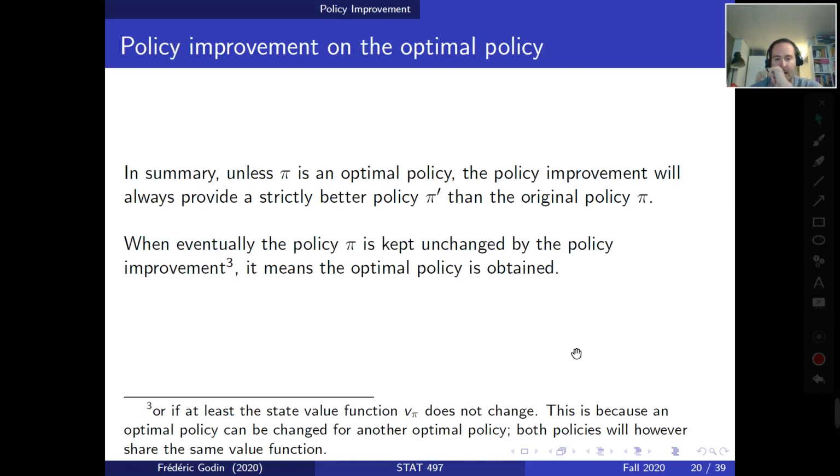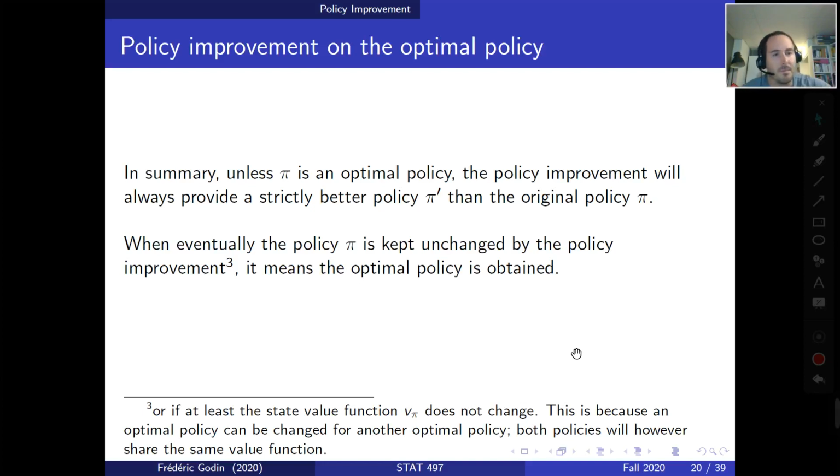However, sometimes if there are many possible optimal policies, you could alternate, for example, between optimal policies. So what we mean by the policy becoming unchanged is that the value function of the policy doesn't change anymore.